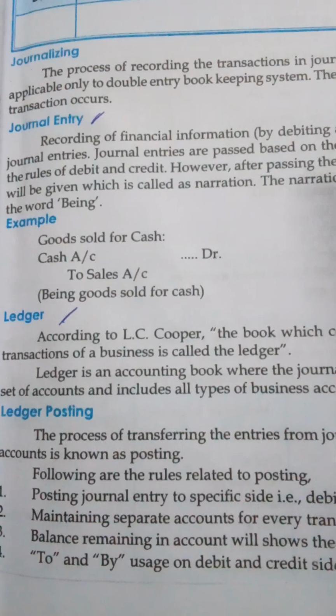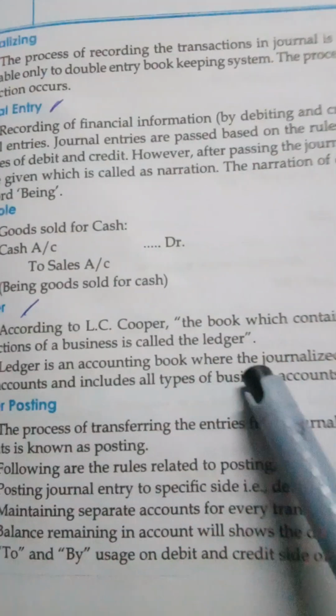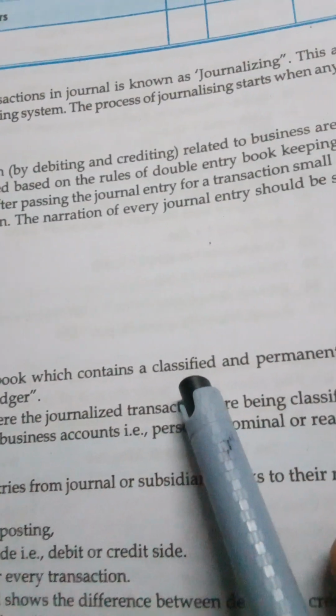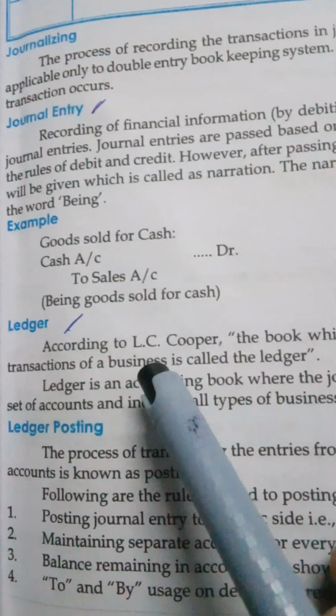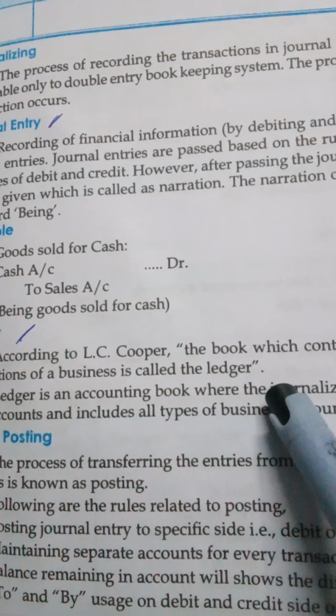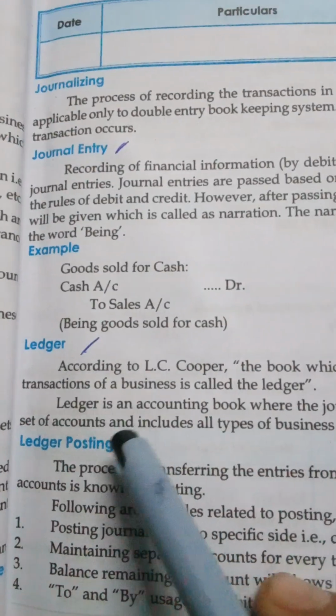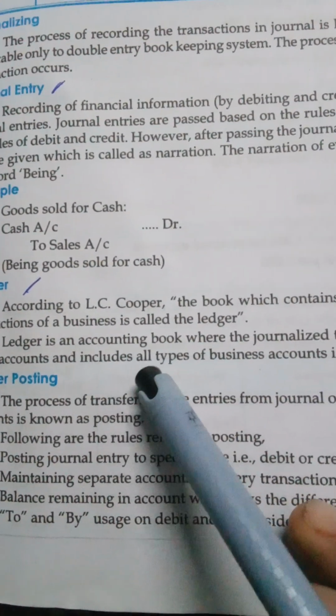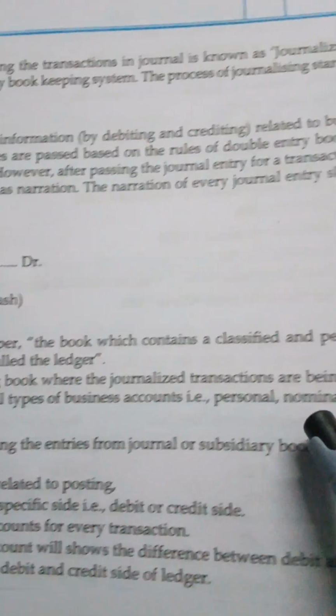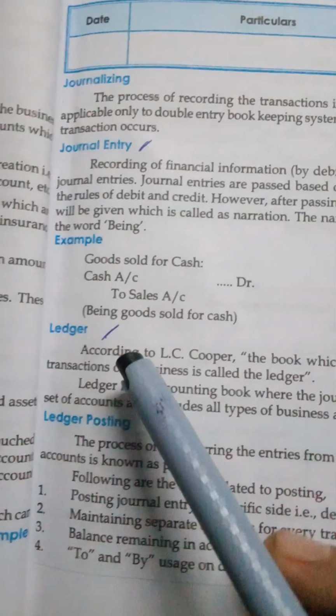Next one, ledger. According to L.C. Cooper, the book which contains a classified and permanent record of the transactions of a business is called the ledger. Ledger is an accounting book where the journalized transactions are classified. It is considered a set of accounts and includes all types of business accounts, that is, personal, nominal or real.